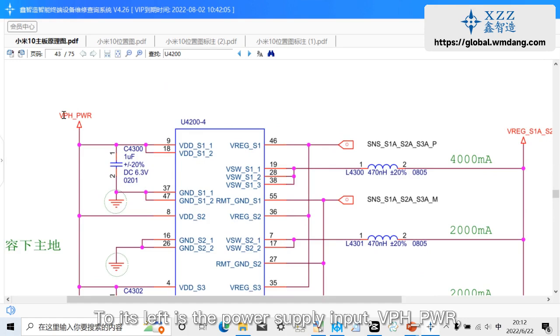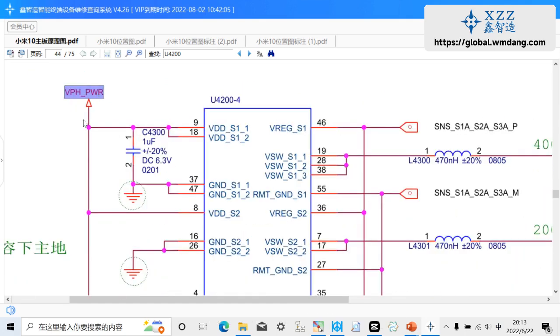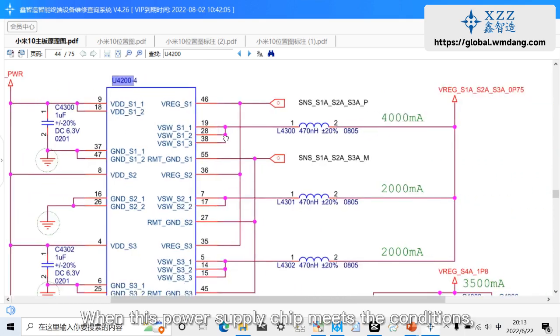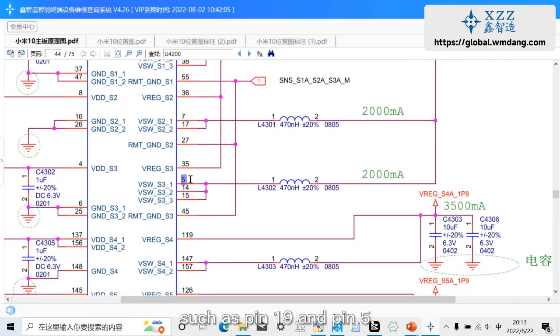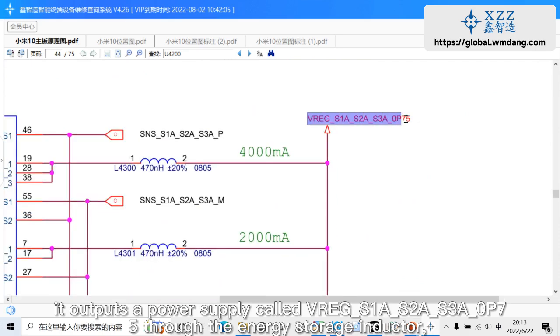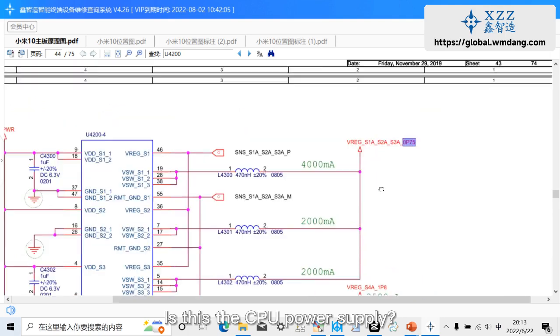Just on the left is the power supply input, VPH_PWR, which is the main power supply. The main power supply is supplied to this power chip. When this power supply chip meets the conditions, such as pin 19 and pin 5, it outputs the power supply called VREG_S1A, S2A, S3 0P75 through the energy storage inductor. An S means switch. Is this the CPU power supply?